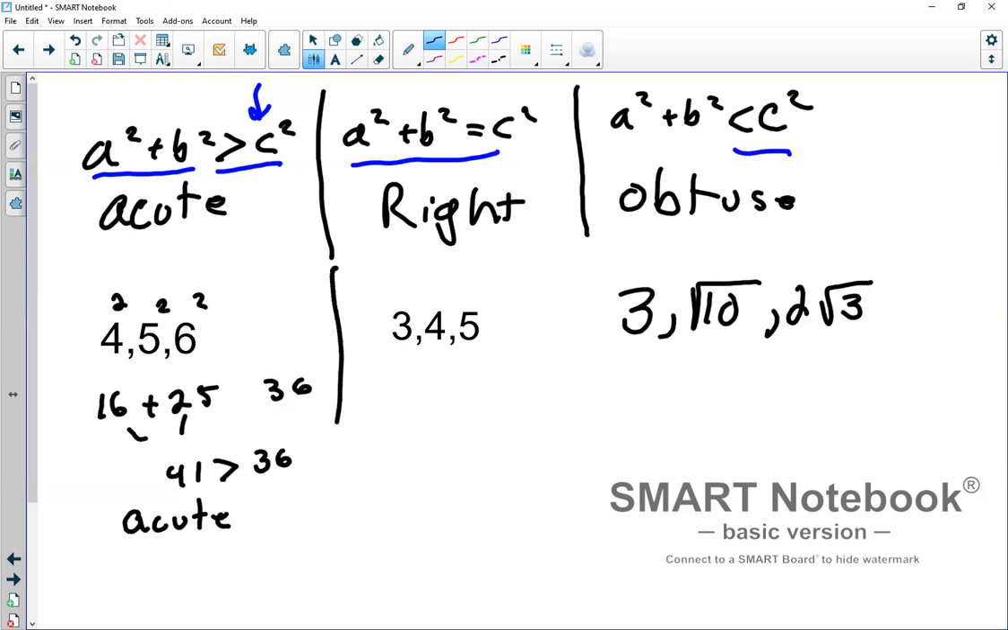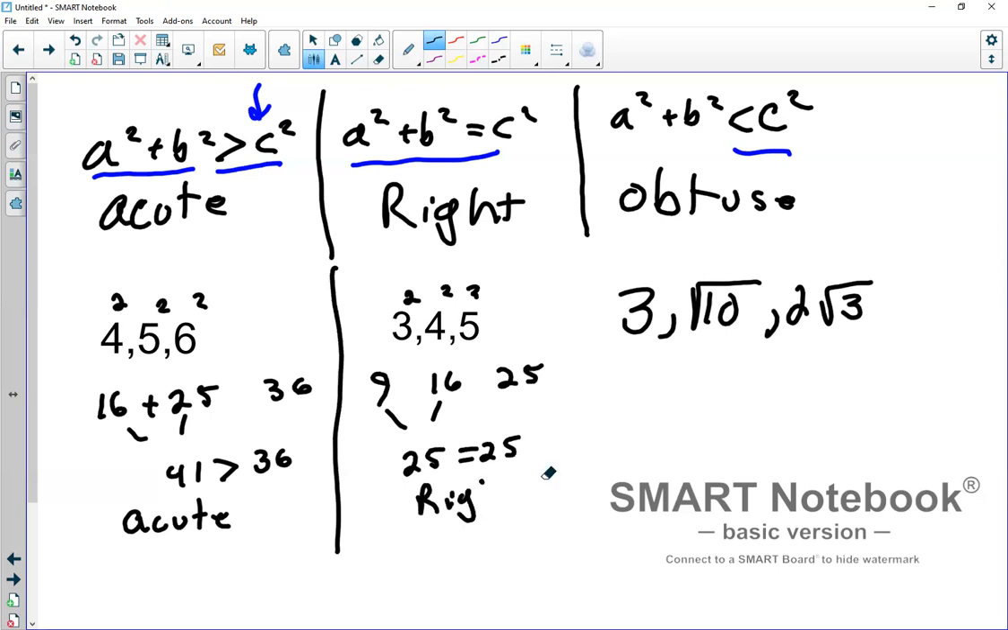Next one, 3, 4, 5. Again, before we even put anything in order, let's just square it first. 9, 16, 25. We're going to add the two smaller ones, 9 and 16, because C must be the biggest one. So that is 25 and 25. Since these are exactly equal, this must be a right triangle. In order to be a right triangle, it has to be a perfect situation.